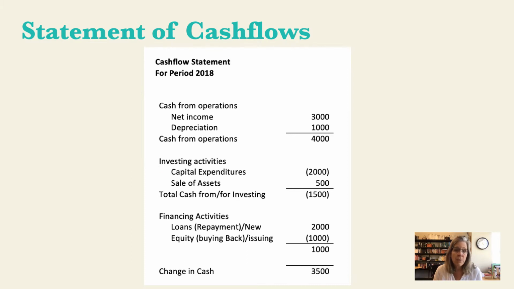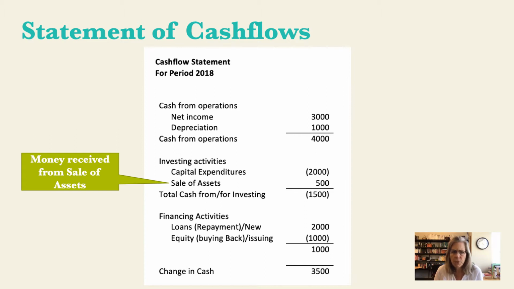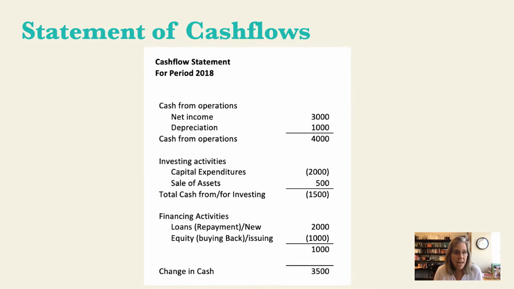Now, the other thing we can do is we can actually sell assets, which is an opposite aspect of investing. So let's say we sold a particular computer or a patent or something. We're going to get money into our company for selling this asset. So the net for investing activities is the amount we spent to increase the assets, less any income we had where we were divesting or selling assets. So in this case, we had a net of $1,500 negative.